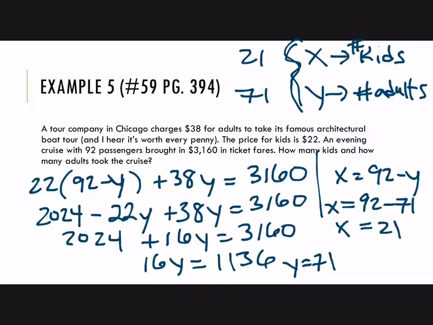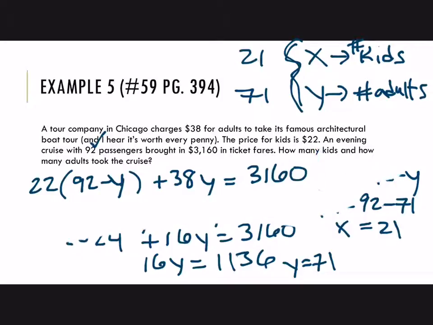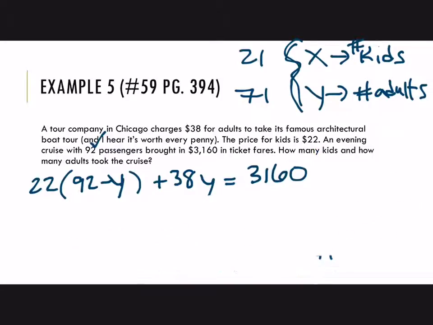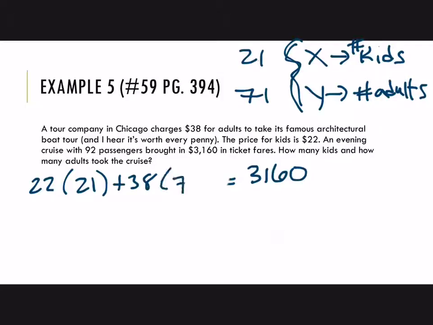Now as a double check, first of all, I know that this adds up to 92, so this checks out with that piece of information. Now to check for the ticket fares, I just want to go back and use those specific numbers to test what I initially did, when I just made up some numbers to see if those were correct. So I want to do $22 per kid times the 21 kids, and then $38 per adult times 71 adults, and check and see if that does equal 3,160. So I'll leave that for you to check.